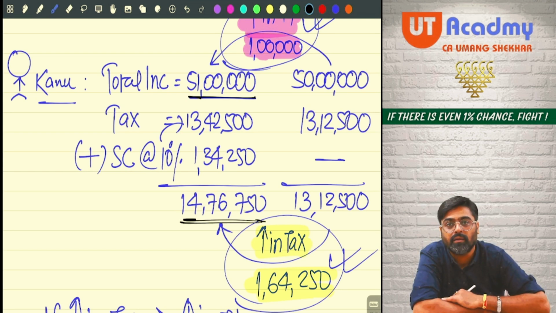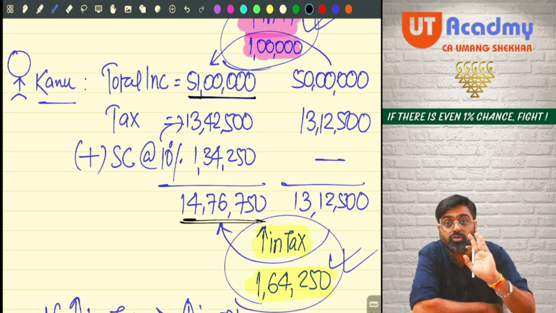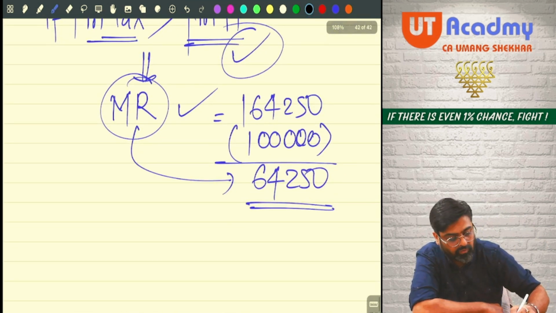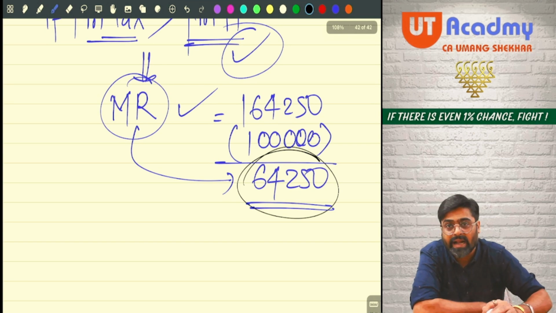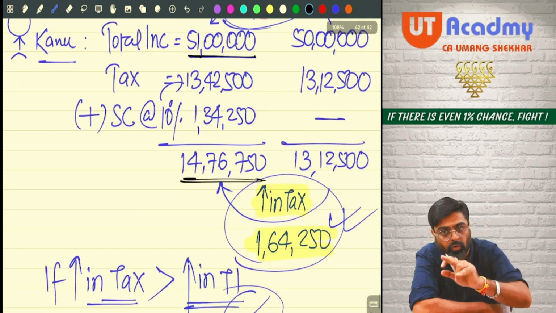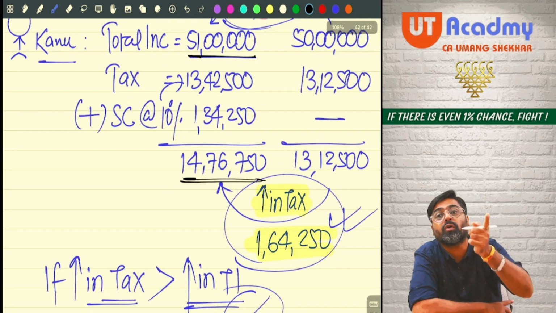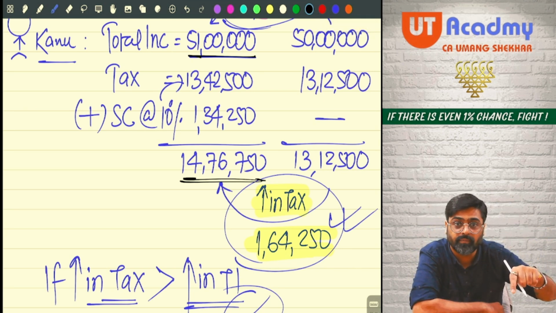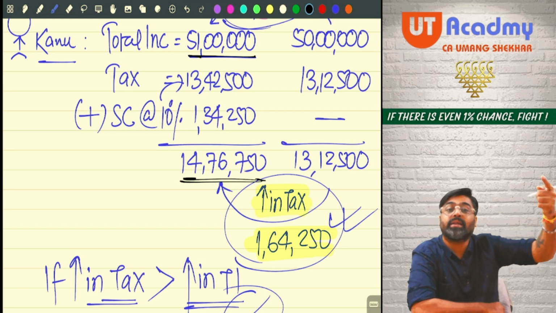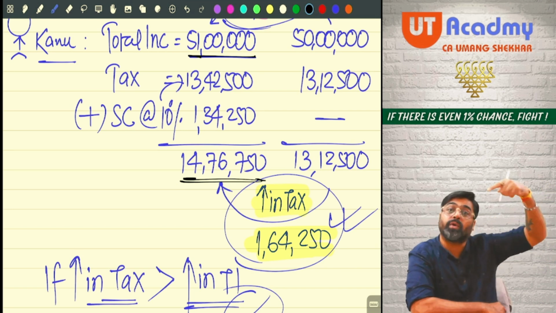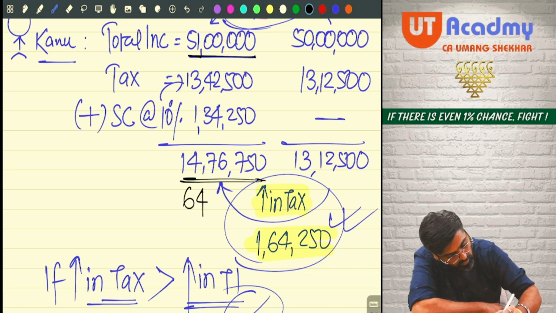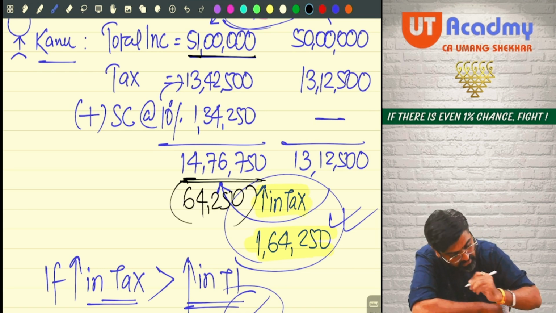14,76,750, including surcharge. So the government is saying, out of this, take a marginal relief of 64,250. That means the government does not want you to pay 14,76,750, because if you pay this much, you are paying more tax. The increase in tax would be more as compared to the increase in your total income. So we are giving you 64,250 relief from here, marginal relief.